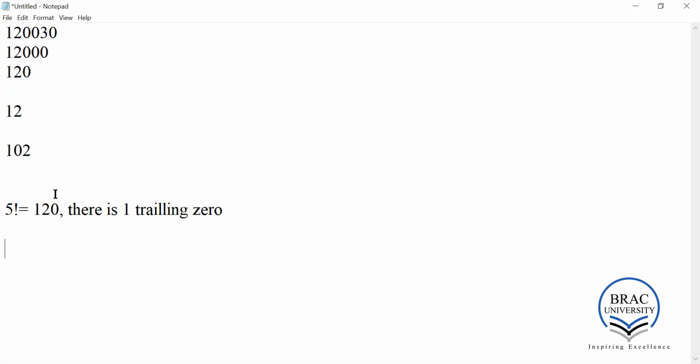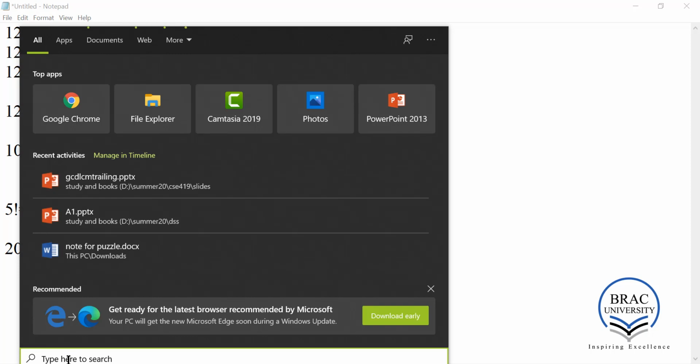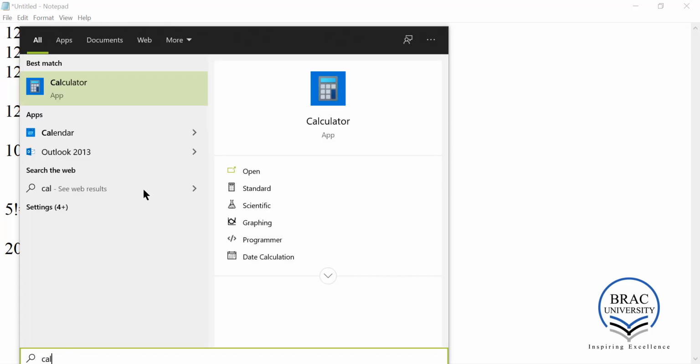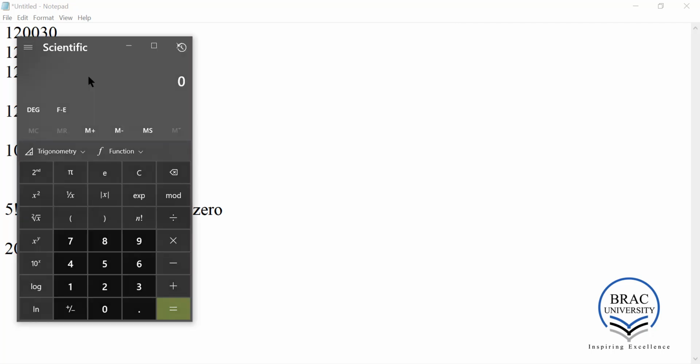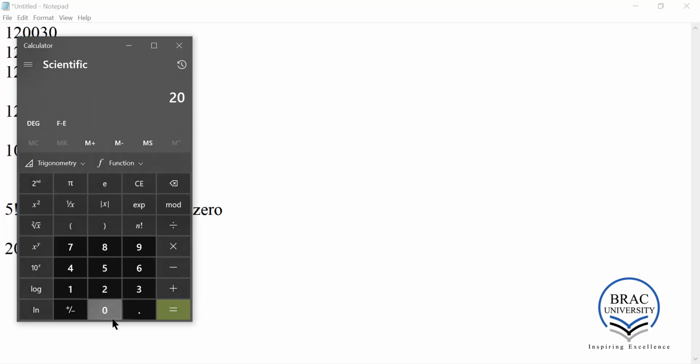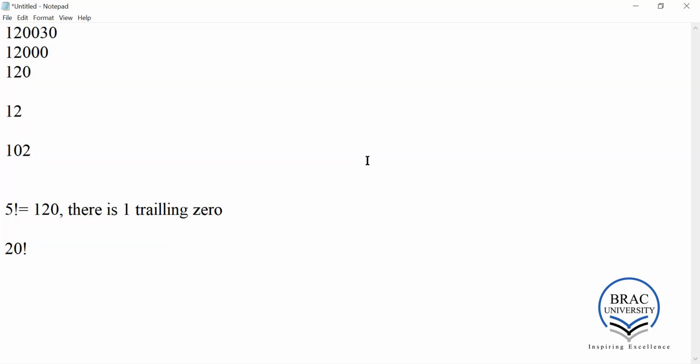But what about if I tell you to find the trailing zeros of 20 factorial? Let's calculate how many digits I get in 20 factorial. Okay, so calculator, 20 factorial. So see, this is a huge number, right? You can't try a loop to calculate this number, right? So I have to find a pattern or something else to find the number of trailing zeros in a short loop. Okay, so I have a solution.